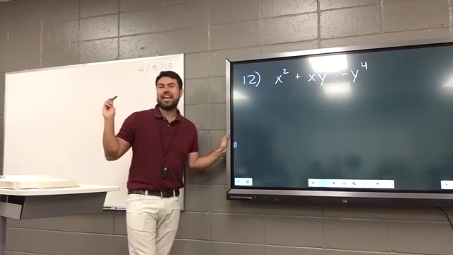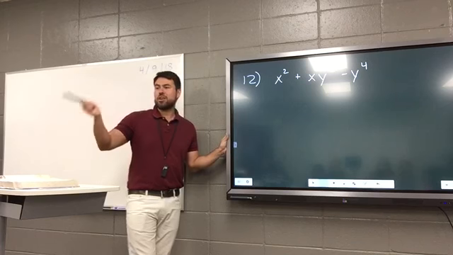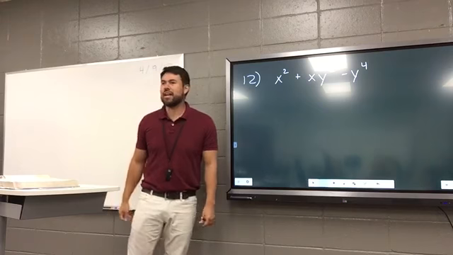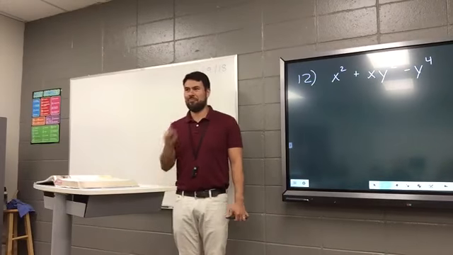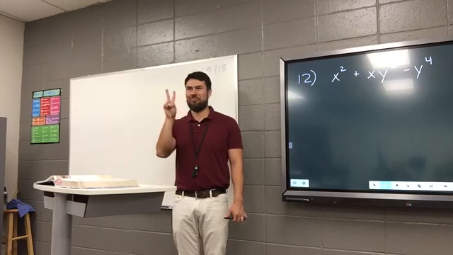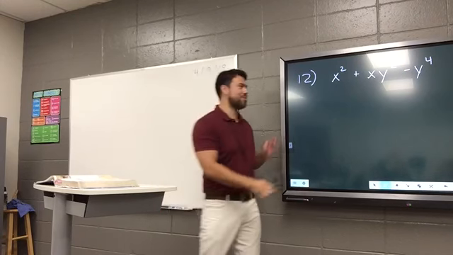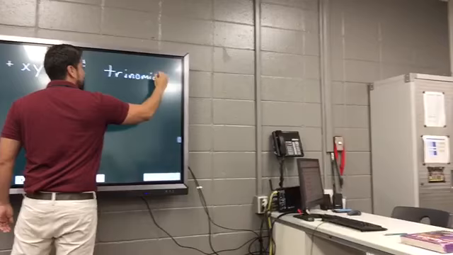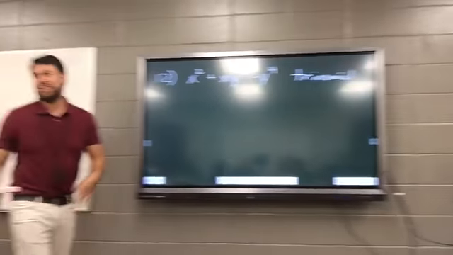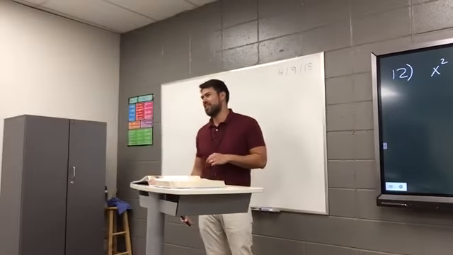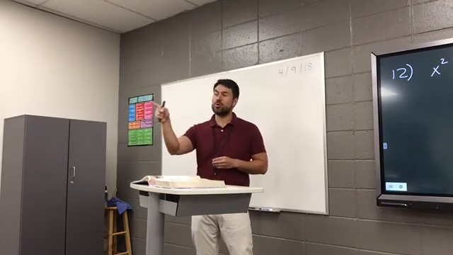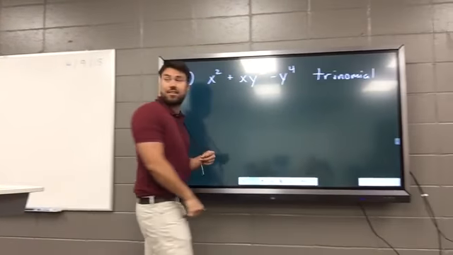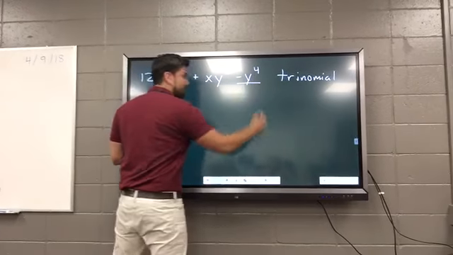Okay, I need a classification. Monomial, binomial, trinomial. Give me with the number of fingers in the air what kind of polynomial it is. It's a trinomial. All right, trinomial. Good. And Josh, give me the third monomial. Would that be negative y to the fourth? Negative y to the fourth is correct.